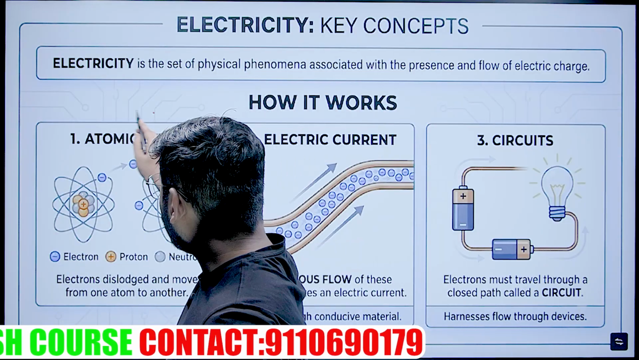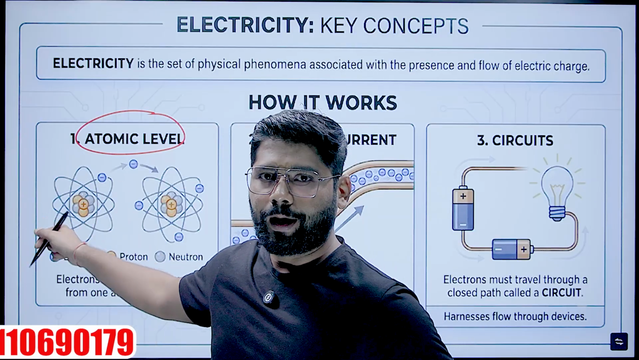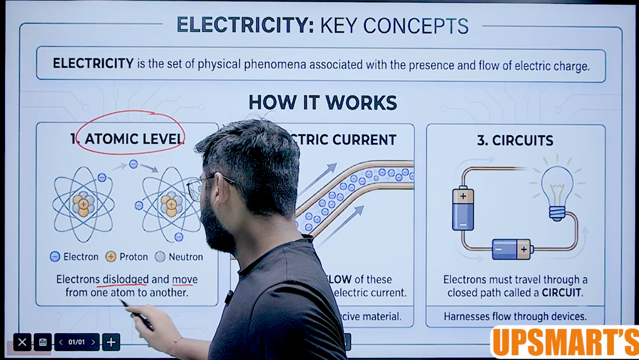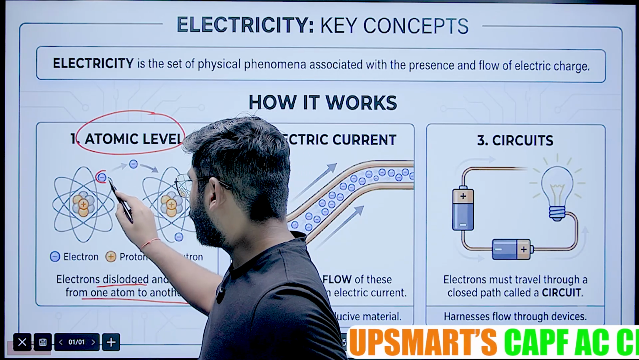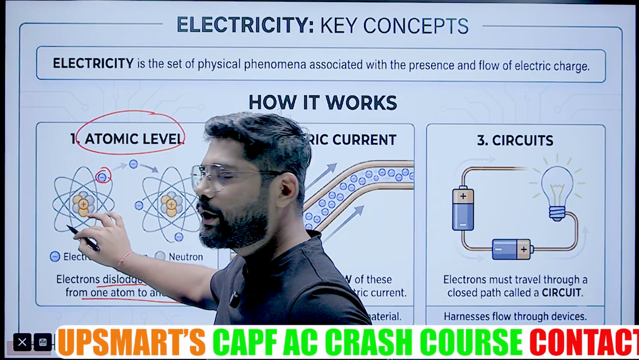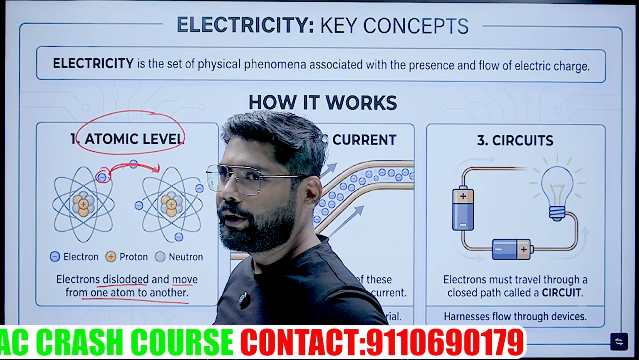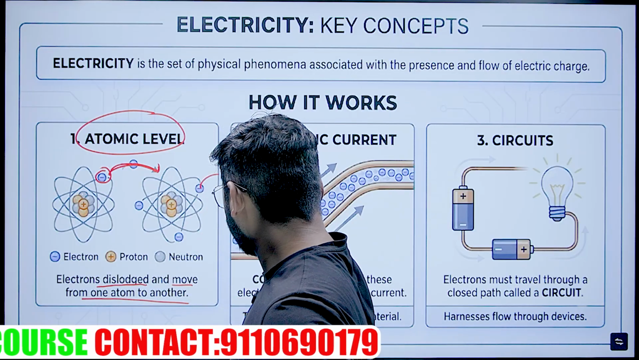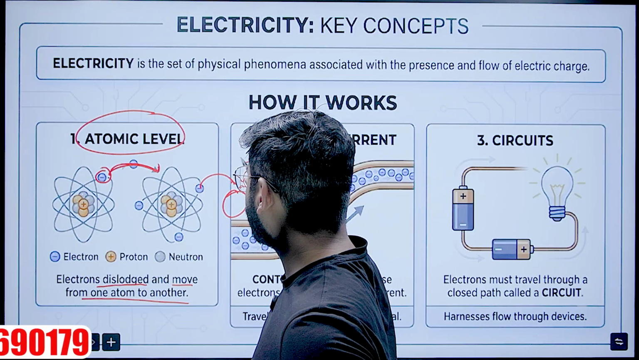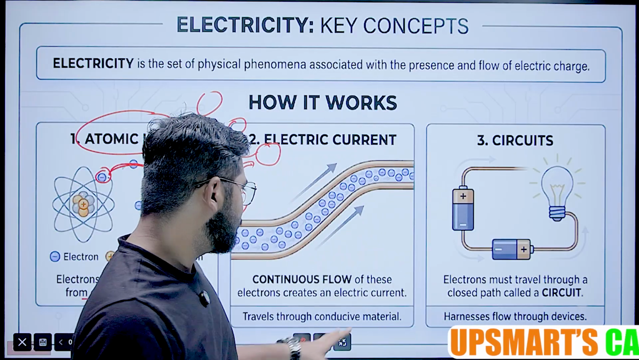Now at the atomic level, what happens? We have seen that at the nucleus there are protons and neutrons. At the shell level there are electrons. These electrons dislodge and move from one atom to another. They leave this particular atom and move towards a different atom. The same happens with the next atom, and again electrons from this atom move towards the next atom. This cycle continues. And when this cycle continues, what happens?